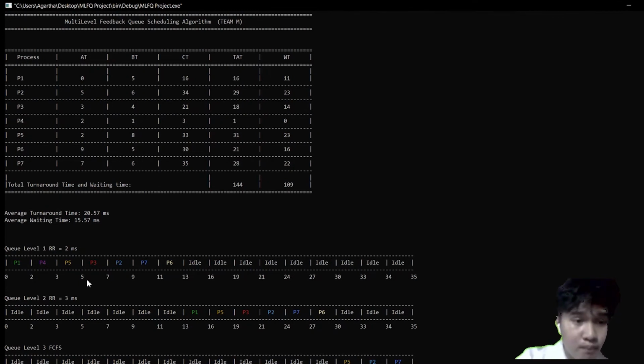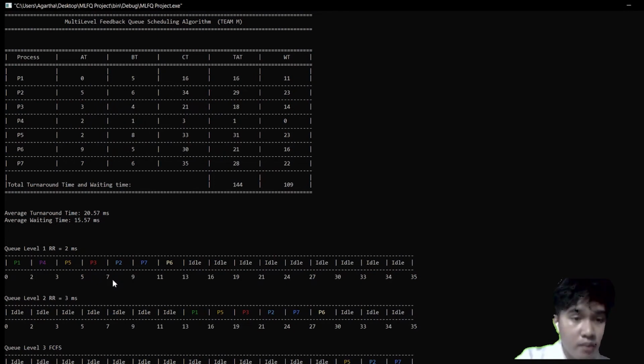So at time 5 milliseconds, P3 was ready to execute since P3 has the arrival time of 3. So P3 executed and ended at time 7 milliseconds. At time 7, since P3 also has a remaining burst time, it shifts to queue level 2.